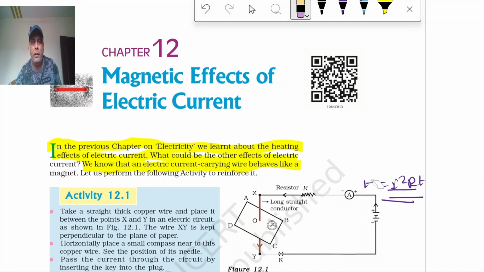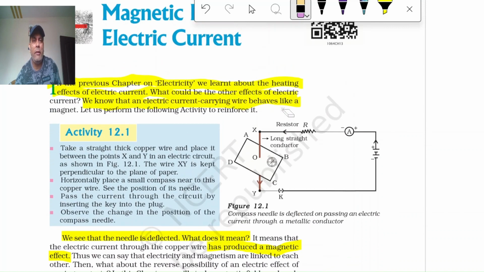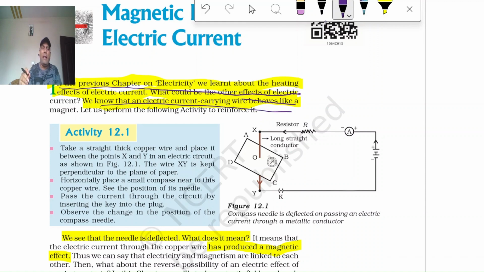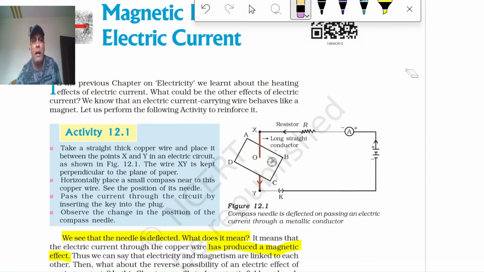Now coming to the point. In the previous chapter, electricity, we learned about the heating effect of current. That is written here. What could be the other effect of electric current? That will be the magnetic effect of current. We know that an electric current carrying wire behaves like a magnet. So how can we check this? There is a checking system. We can do one thing.